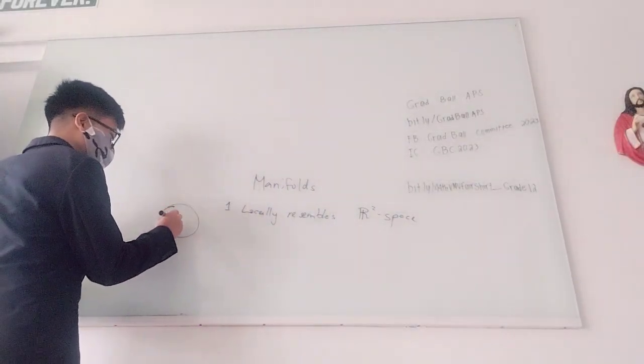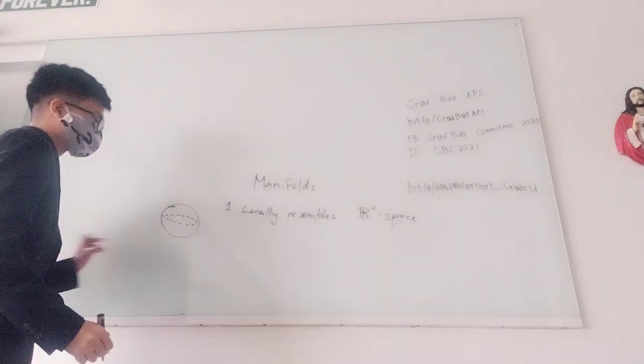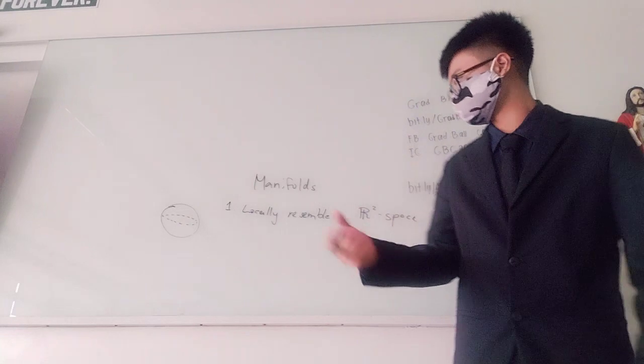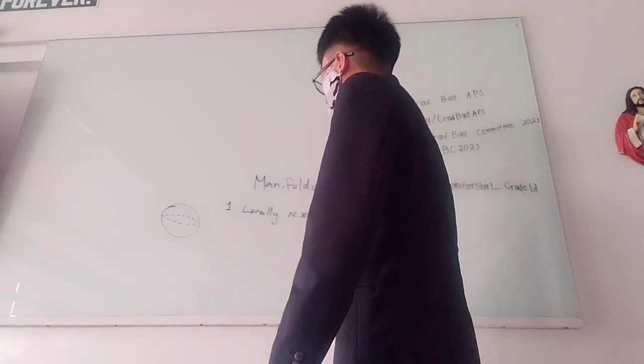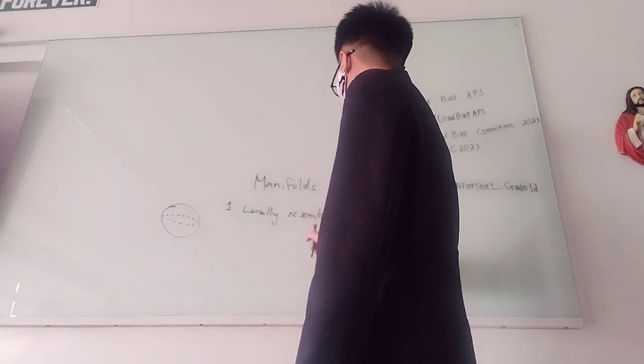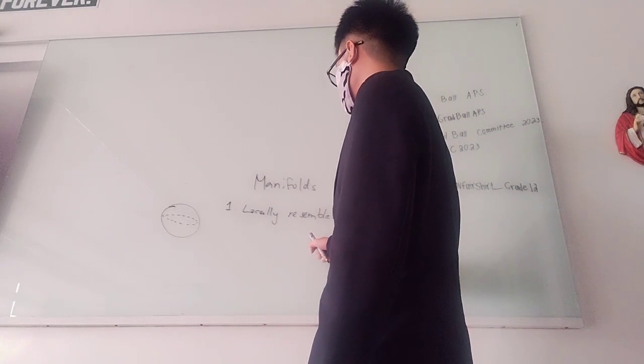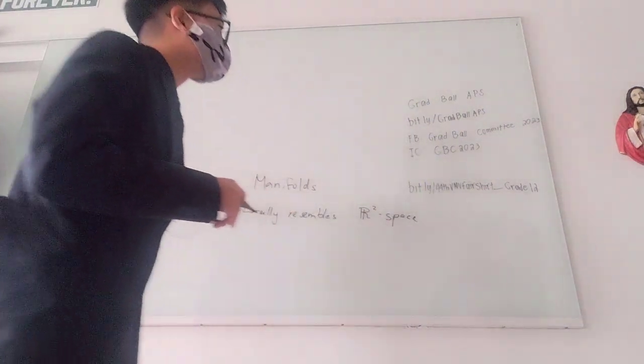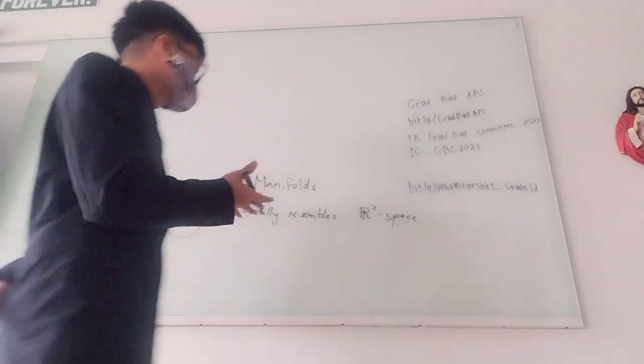Because if we zoom in on the surface of a sphere, it looks flat. But of course, when we zoom out, we know it's curved and stuff like that. And yeah, that's really what I need to say about manifolds here. But really, they should resemble R2 space.